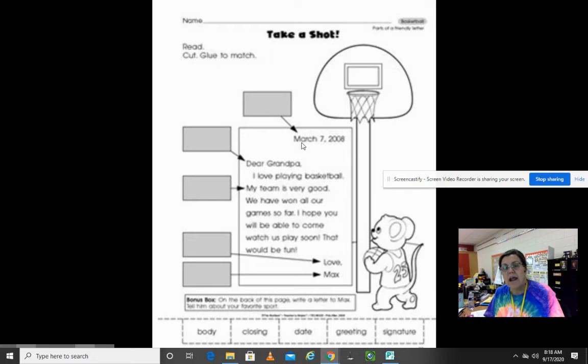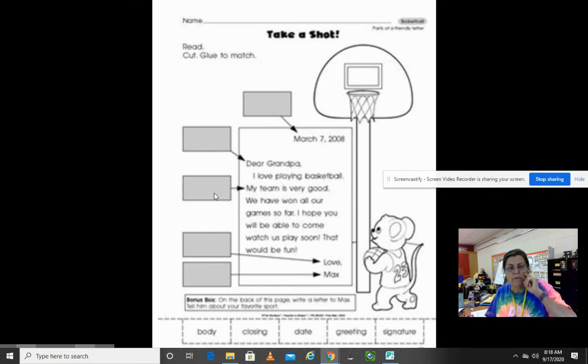So this is our heading. The date is our heading. This is our greeting. So we have the date as our heading, today's date. Then our greeting, Dear, whoever we're writing to, and don't forget that comma.